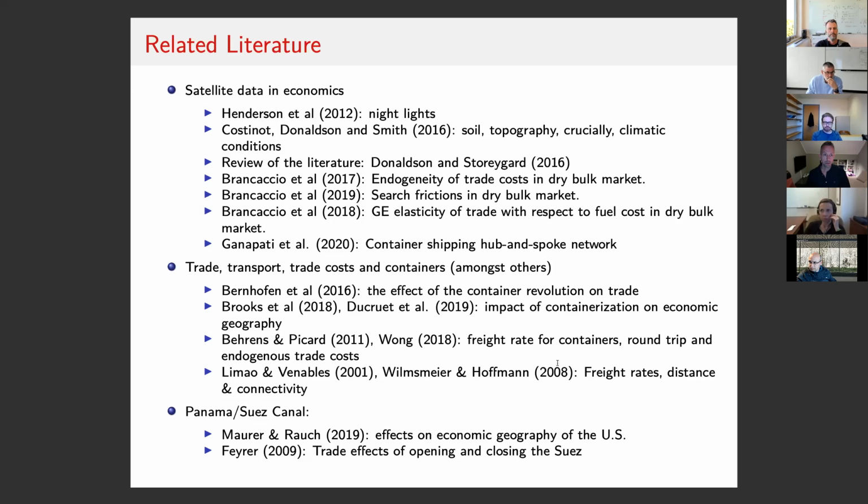Okay, literature. I'm not going to talk much about this. I guess there are three strands here. First is using satellite data more generally. Then there's a literature on shipping and container shipping. And there's also a small literature on shocks to the transportation network, for example, Jim Ferrier's paper on the Suez Canal a few years back. I guess the closest thing to this paper is this recent paper by Ganapati et al., where they also look at container shipping, but they analyze more the hub and spoke feature of this network without looking at infrastructure shocks, such as Panama that we did.